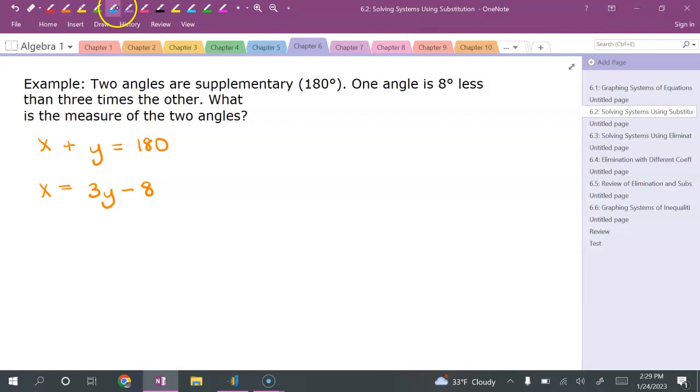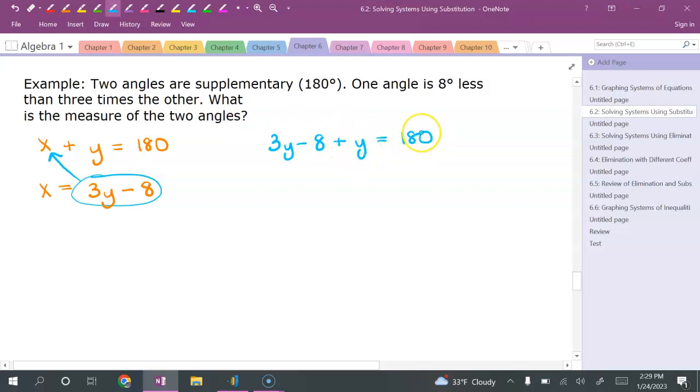Now to use substitution, I already have this equation solved for x. So I'm going to take this 3y minus 8, and I'm going to plug it in for the x in that first equation. So that's now going to say 3y minus 8 plus y equals 180. So what I'm going to do here is add this 8 over because I need my numbers to be together. So that's going to be 188.